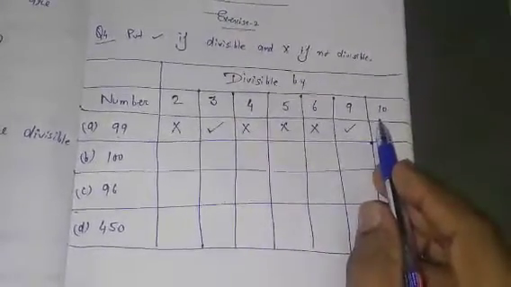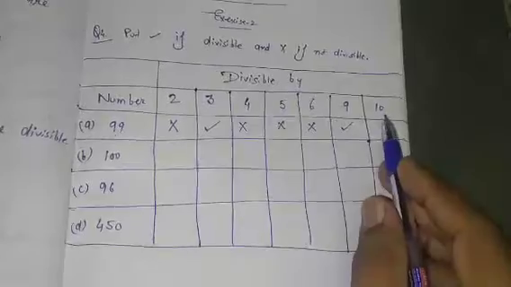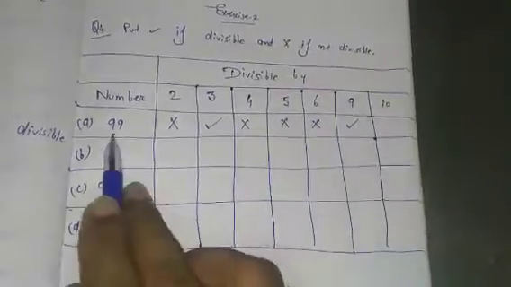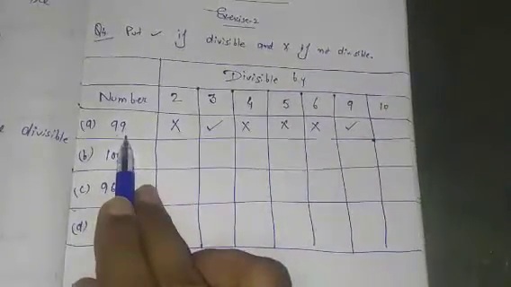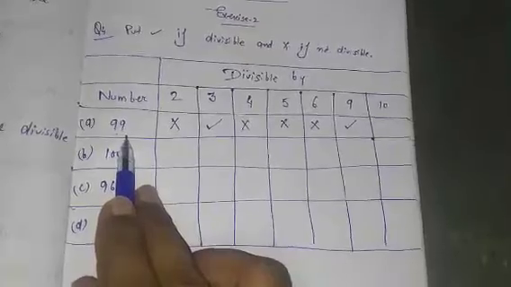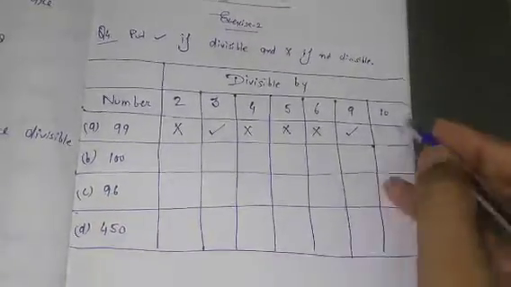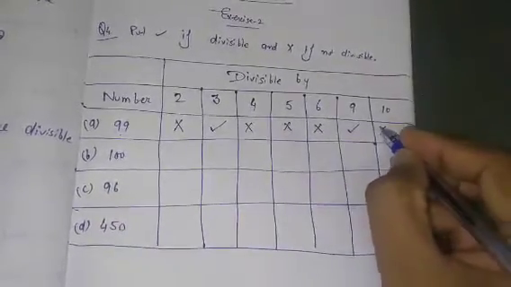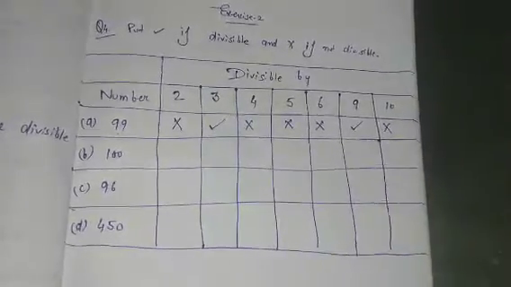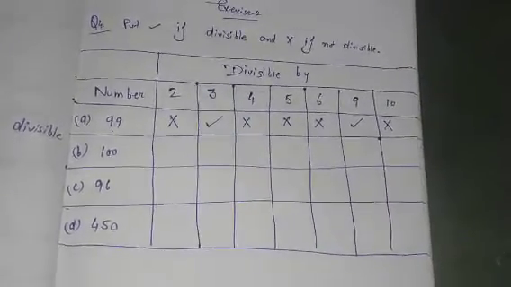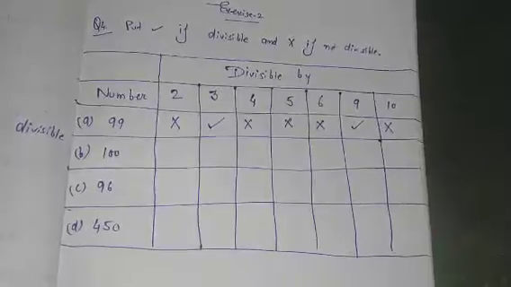Then after that, next divisible by has been given 10. You know about that, if the ones number is 0, then any number can be divisible by 10, otherwise no. It means 99 will not be divisible by 10. Clear students? If you have any doubt, then you can ask the query.